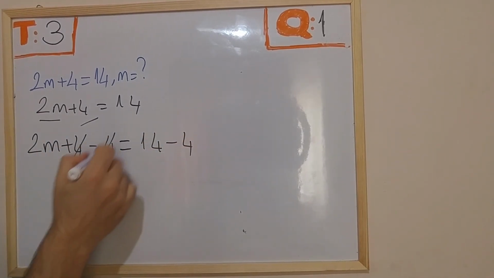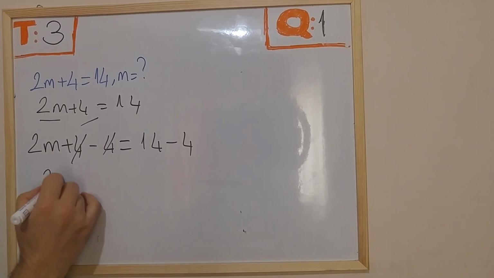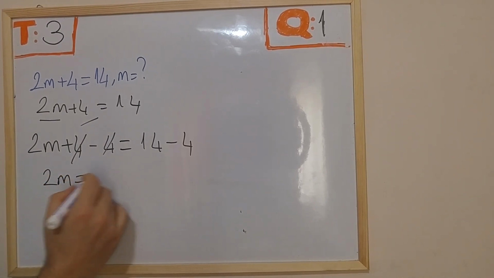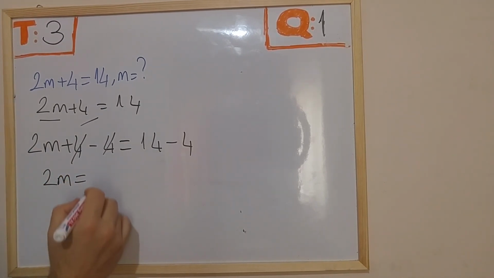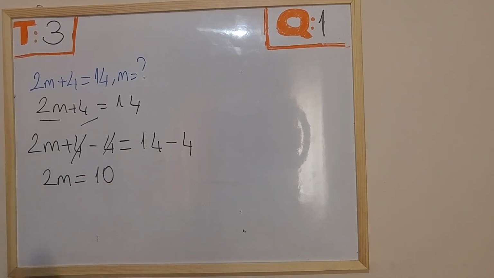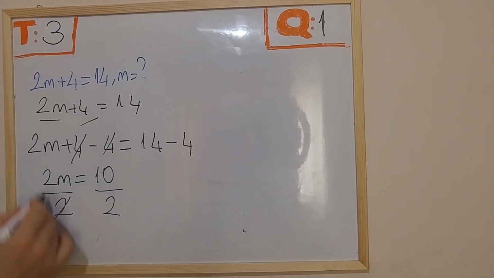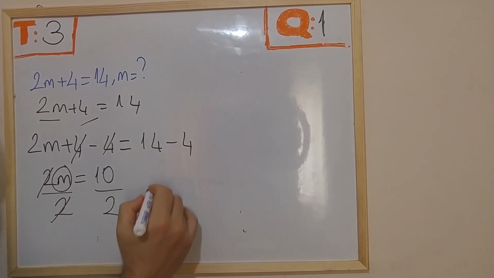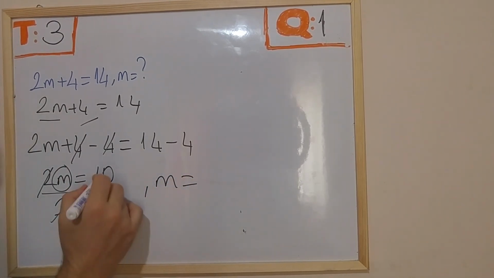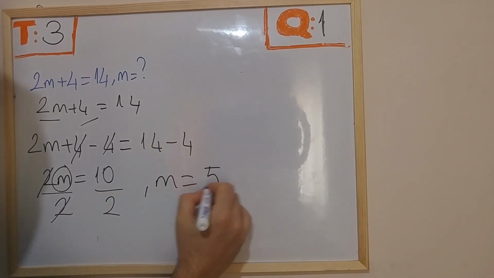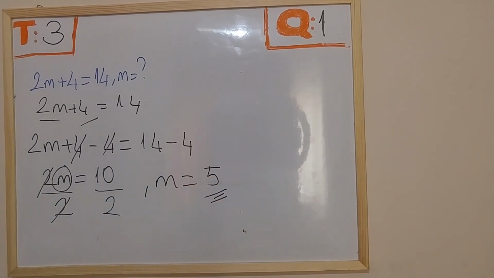so that these 4's will cancel out and will leave us with 2m, which is going to be equal to 14 minus 4, which is equal to 10. Now to find out m, we have to leave m alone, and to do this we have to get rid of this 2. Therefore we divide both sides by 2, so that we are left with m only. M is equal to 10 over 2, which is equal to 5, which is our answer.